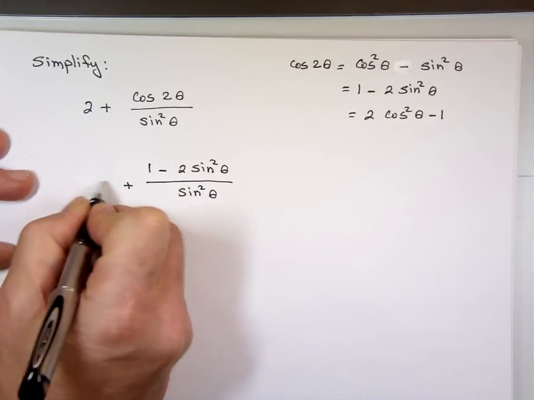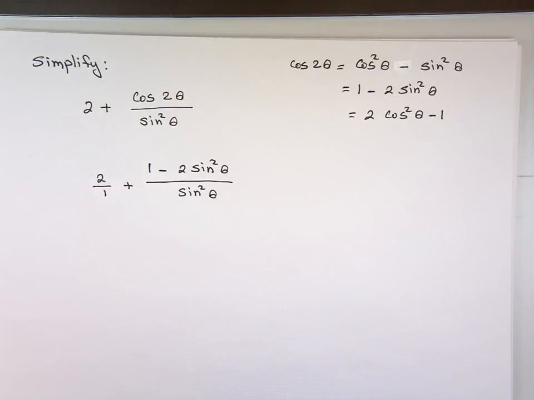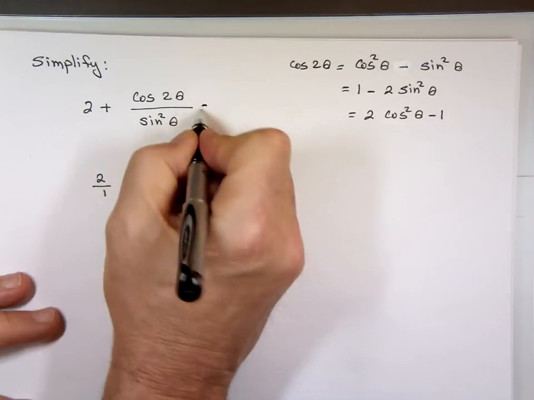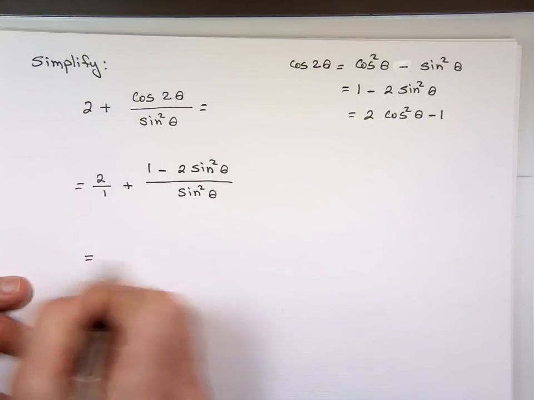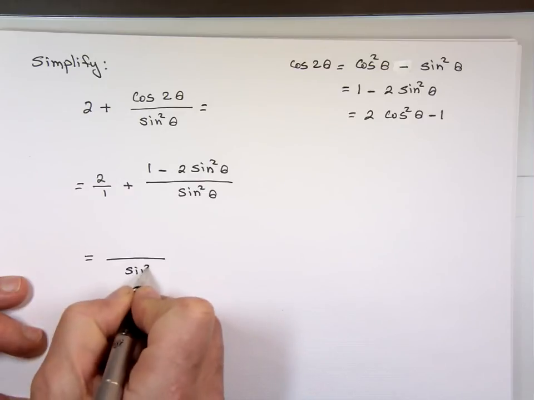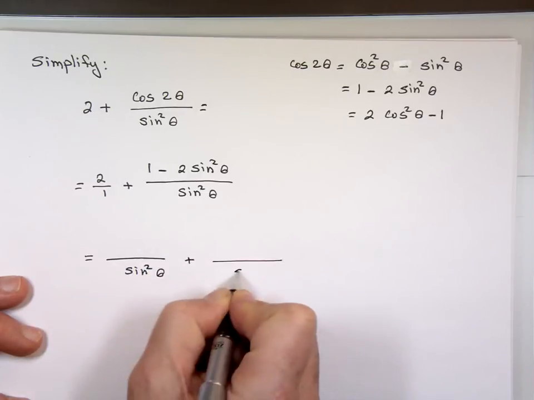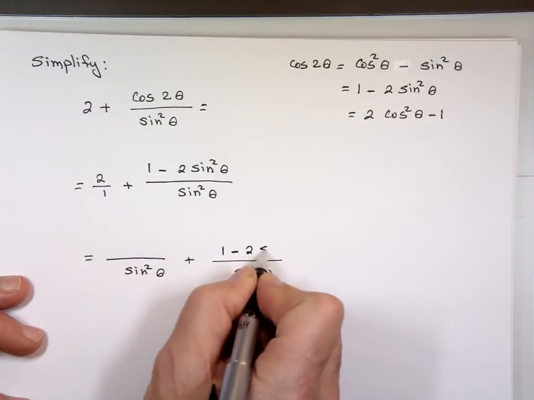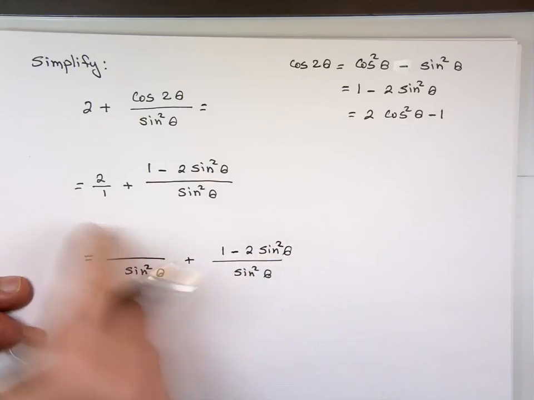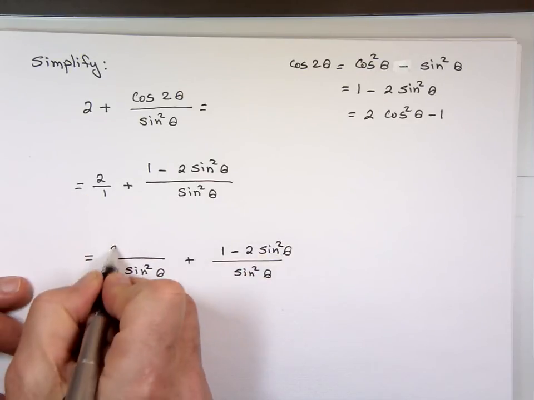The 2 is 2 over 1, right? That's what a 2 is. Again, you want to add, subtract fractions. What do you need? Don't we need a common denominator? And what's my common denominator here? Sine squared. So this one I don't have to touch it. It's fine. This one I gotta multiply it by sine squared. That'll be what? 2 times sine squared theta.